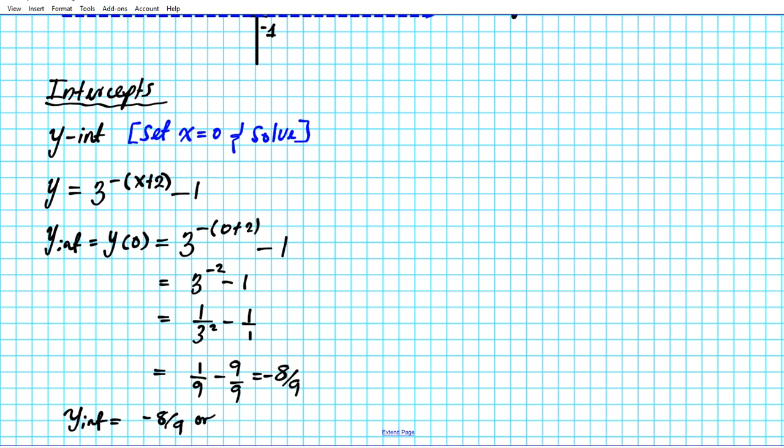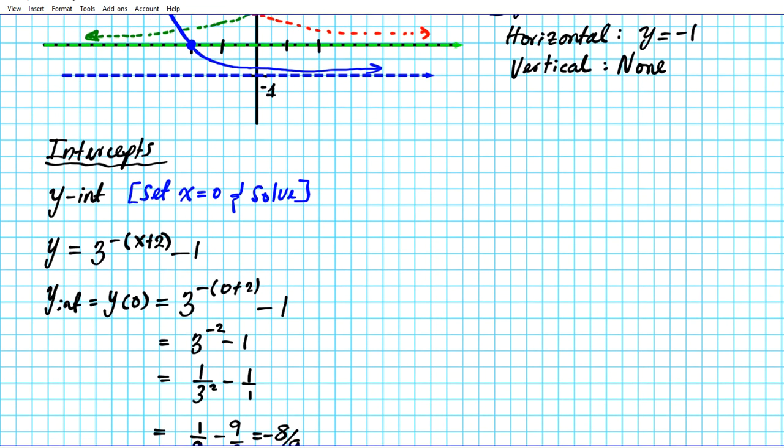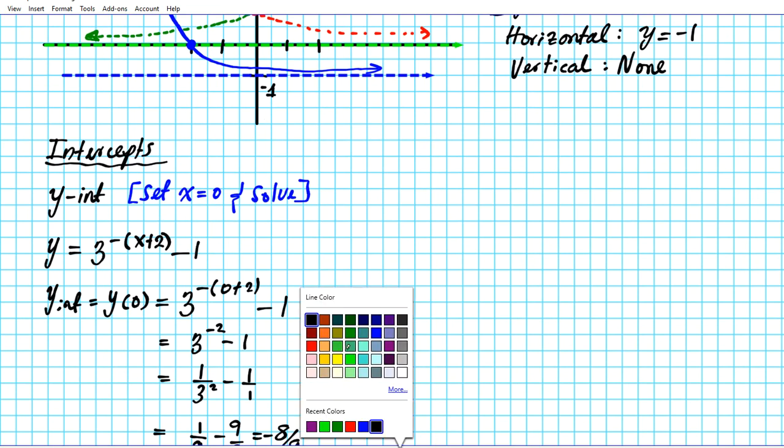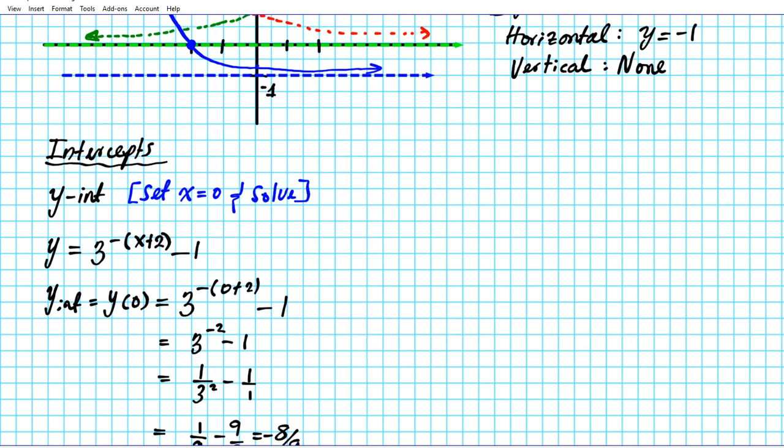If you plug that in the calculator, the approximate or decimal form of negative 8 over 9 is negative 0.8 repeating. Okay, and that's right here on our graph. Let me illustrate that for you to see. Right here is the y-intercept, which is negative 8 over 9 or negative 0.8 repeating.